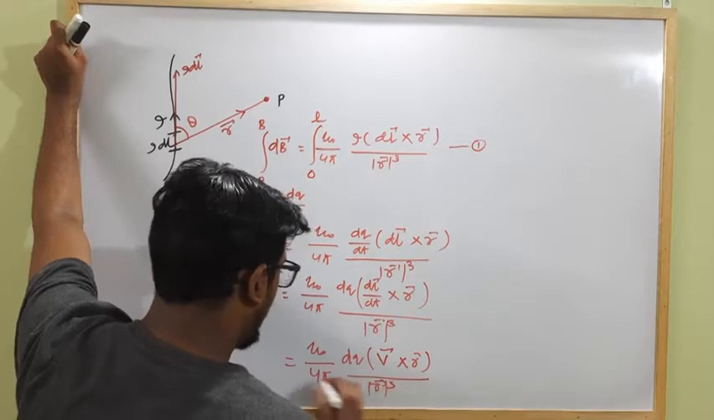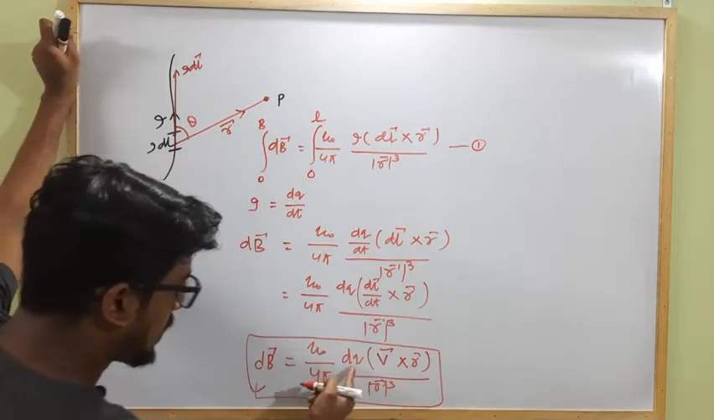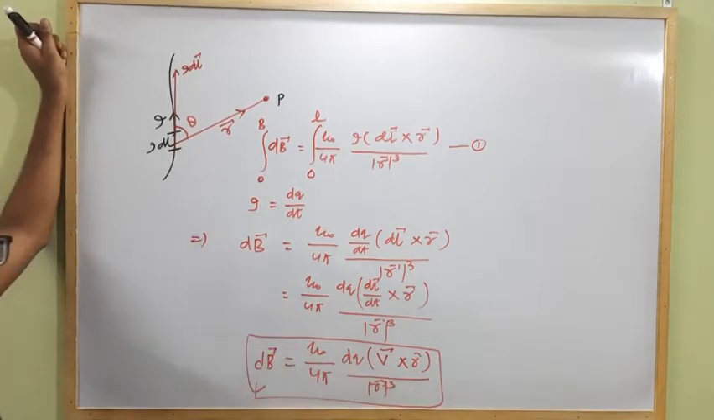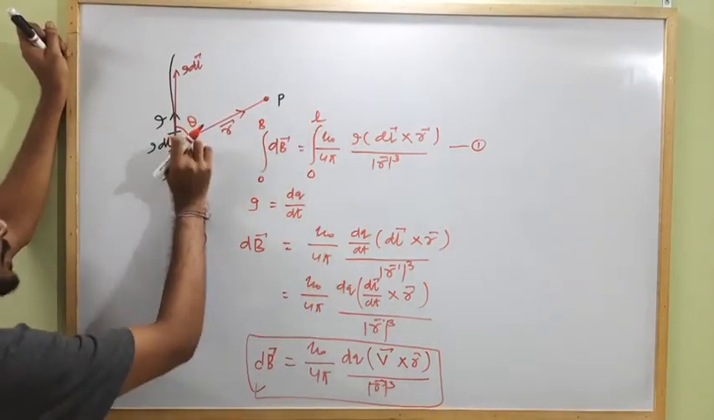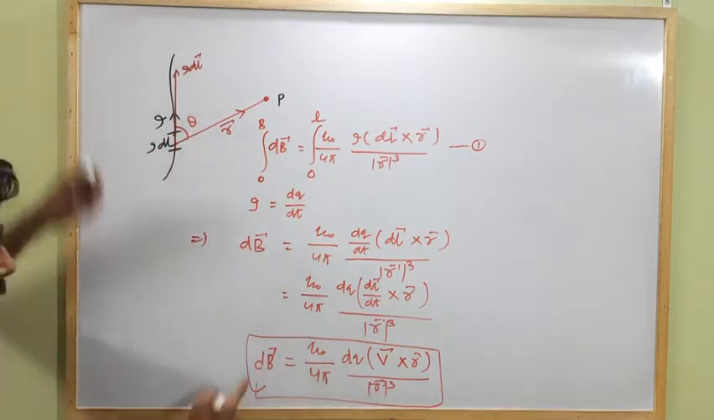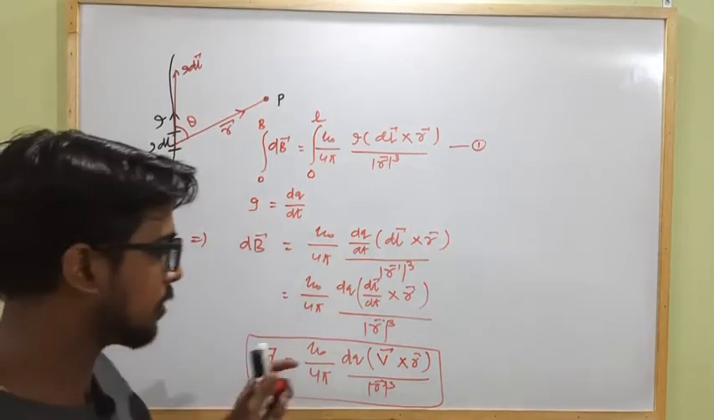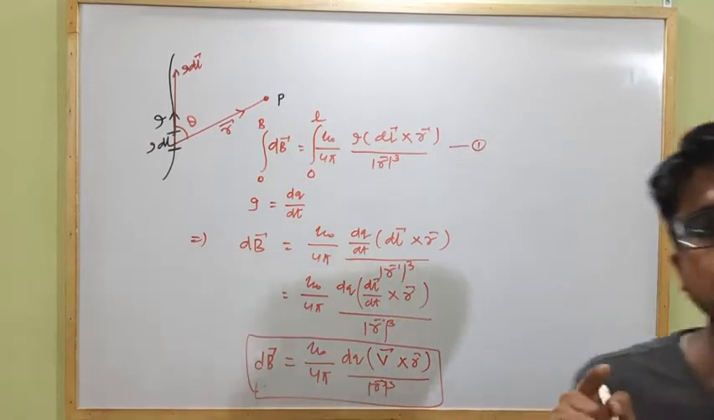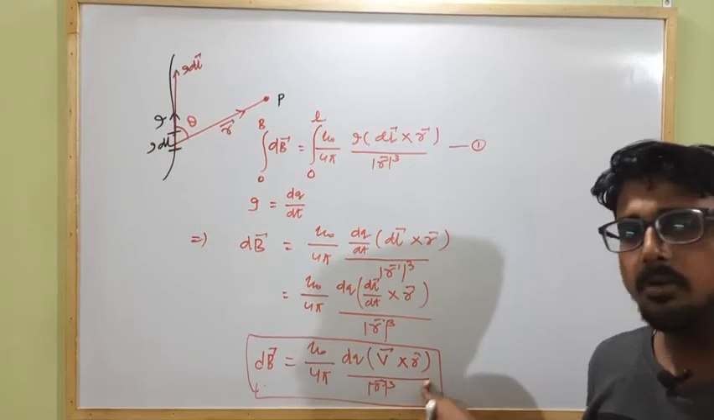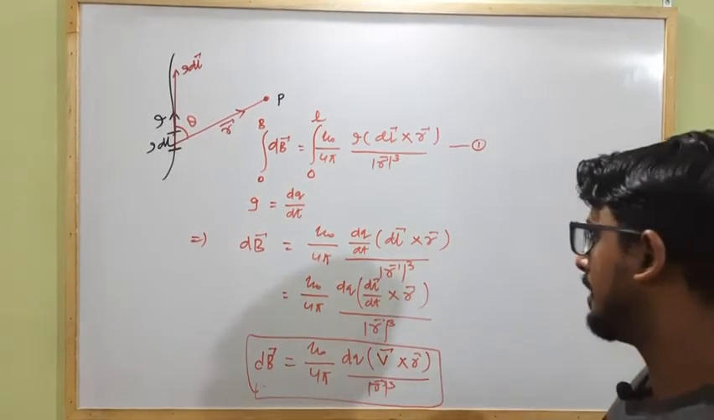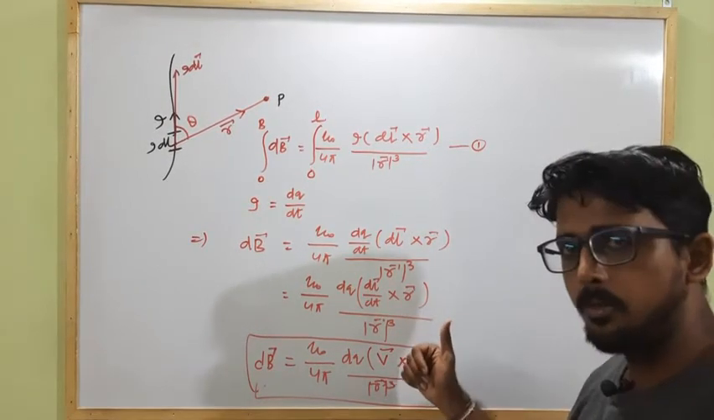mod r cubed. So this will be the expression for the magnetic field strength of a charge dq moving with velocity v, where r is the position vector of the point of observation with respect to the charge dq. Clear? So this is how the magnetic field is produced by a moving charge. That means if a charge is moving with a certain velocity, it can produce a magnetic field surrounding it, and the expression for the magnetic field strength is this one. We can easily determine the direction of the magnetic field by the cross product of the velocity vector and position vector using the right hand thumb rule or right hand palm rule.